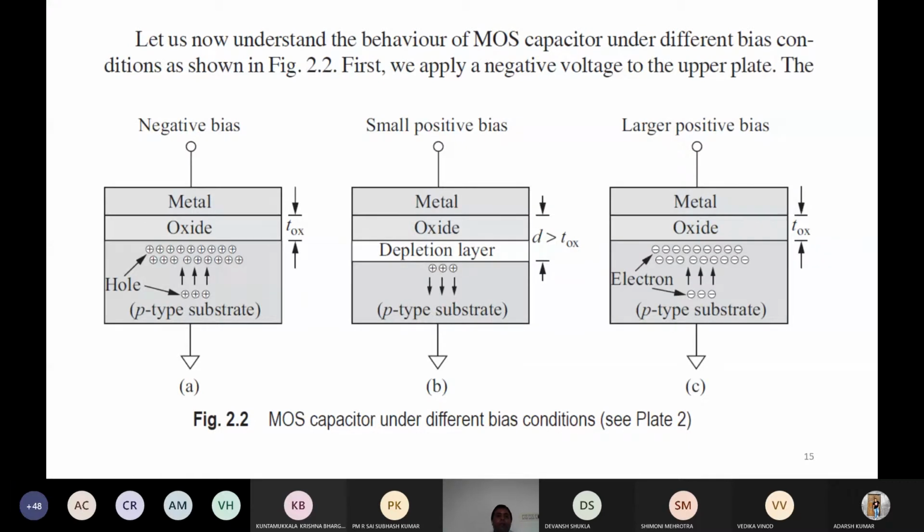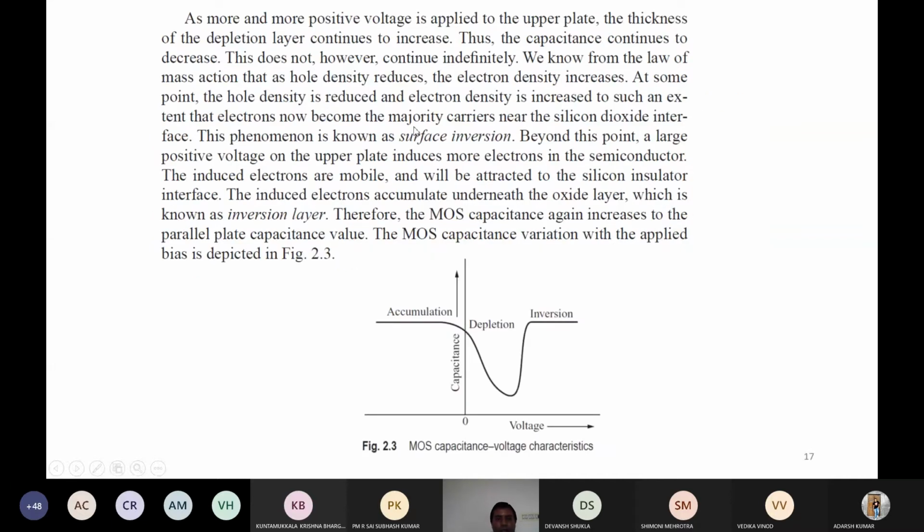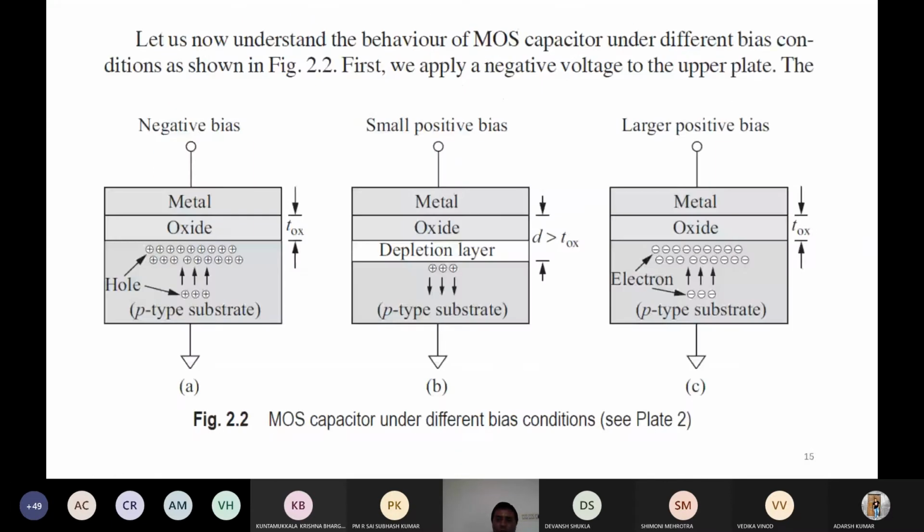If we apply some negative bias, or some small positive bias, or some large positive bias, how will this MOS capacitor work, and what are the different modes of operation? Here we can see accumulation, which we will explain, then depletion mode, and then surface inversion, where the device will become active and current will start to flow properly. So these are the three modes of operation of this MOS capacitor that we have to understand.